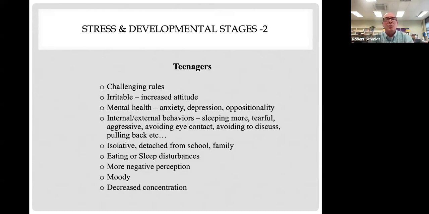And then we get into our teenagers, and you might see some more oppositional, challenging types of behaviors. Why do I have to do this? Why can't I hang out? Why do I have to come in by 10 o'clock? Why can't I go to the movies with my friends? Why can't I do this? Why can't I do that? Just challenging any existing household rules.